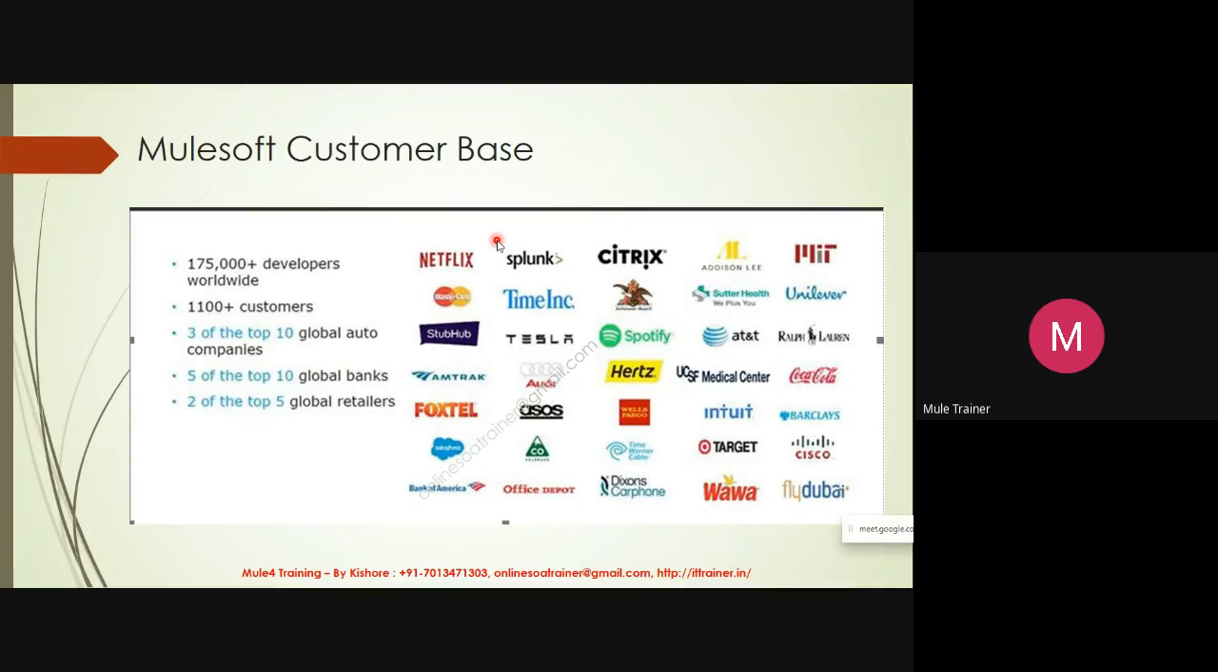This is a picture from one of the MuleSoft trainings, which I captured. If you look at the banks, you can see Bank of America here, and then there is Wells Fargo. Yes, here it is. And among the auto companies, you will have Audi here, and somewhere else in this picture you will have Tesla as well. So like that, most of the companies are adopting MuleSoft as an integration tool.